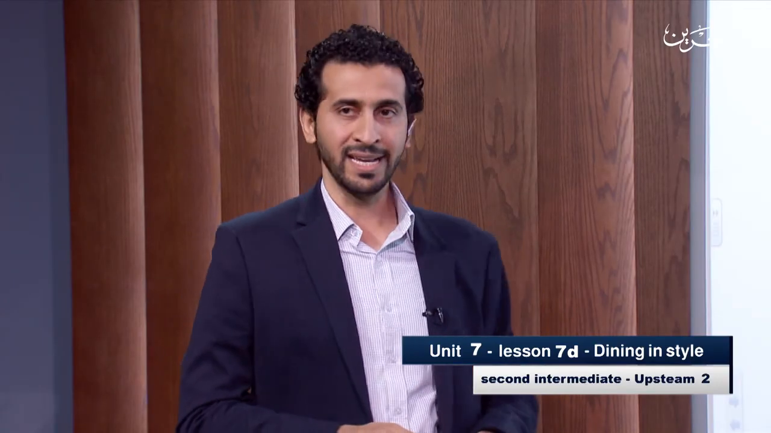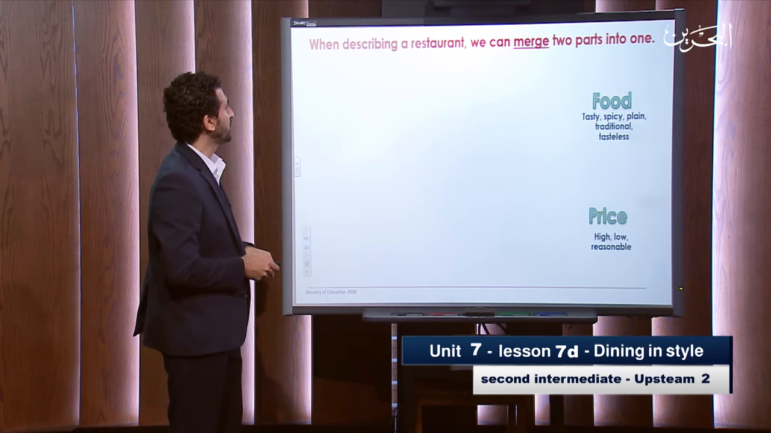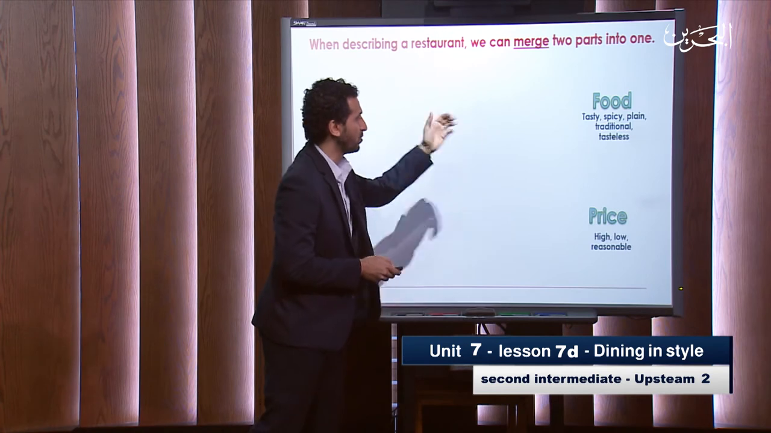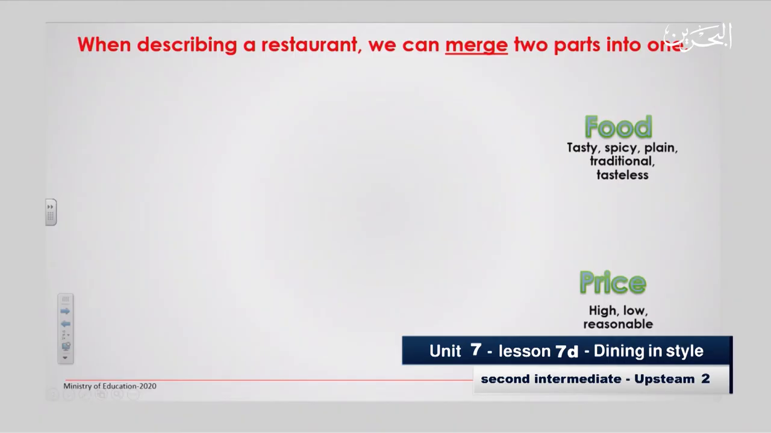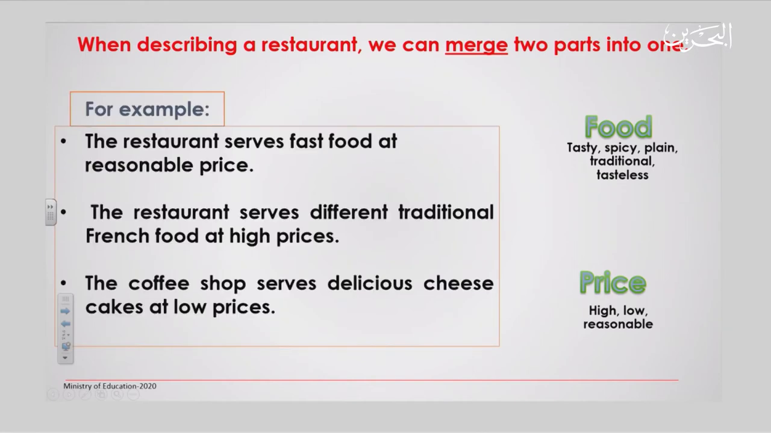We have the second task. This is task number two. And in task number two, you need to describe a restaurant using these two categories or sections or elements. So again, when describing a restaurant, we can merge two parts into one. So I wanted to use food and prices in one sentence. Okay, here's an example. The restaurant serves fast food at a reasonable price. So we used food, fast food, and we used prices in one sentence.